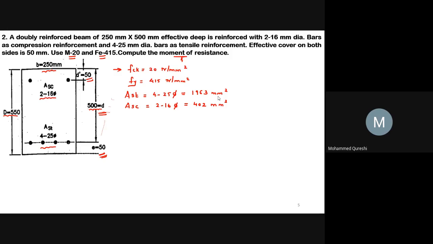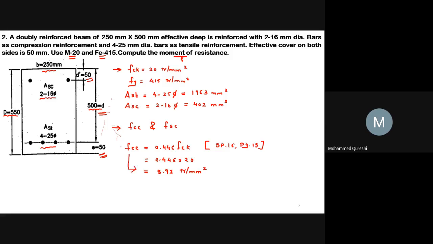Now we have to find the values of fcc and fsc. So firstly, fcc equals 0.446 fck. This equation is given in SP16, page number 13. So fcc will be equal to 0.446 into fck, which is given as 20. So we will get the value as 8.92 Newton per mm square.